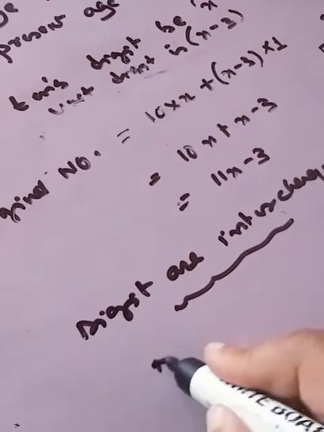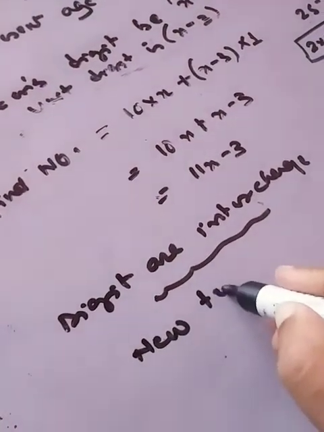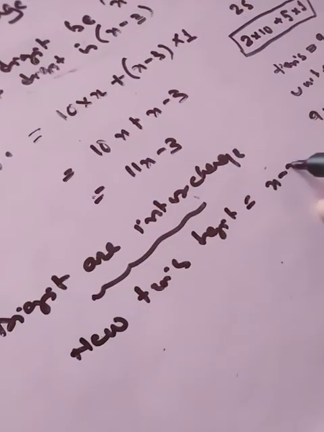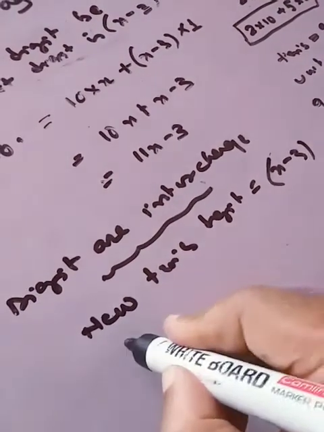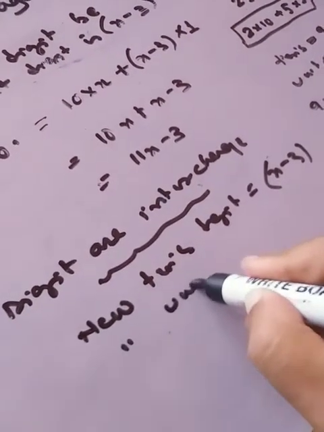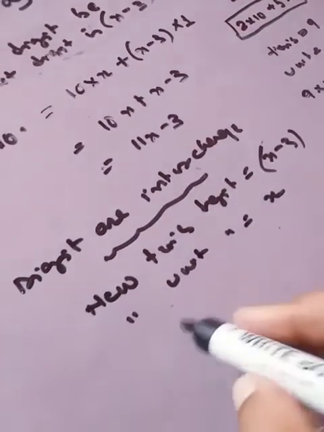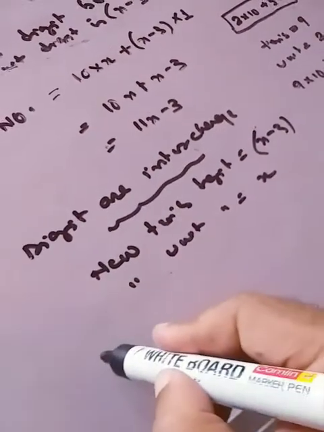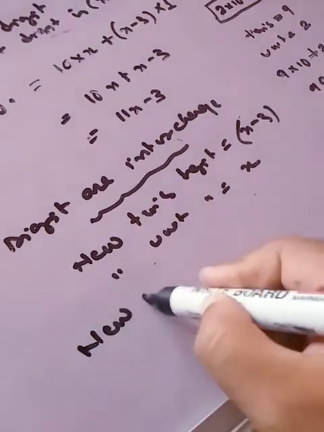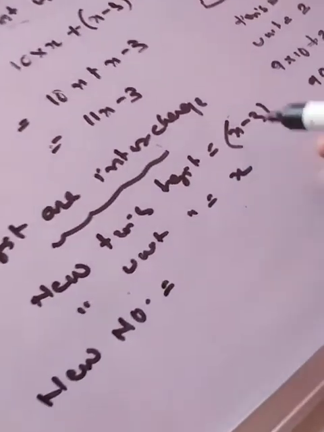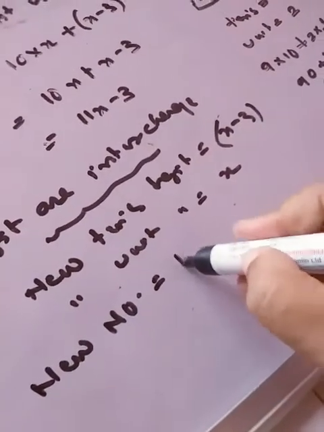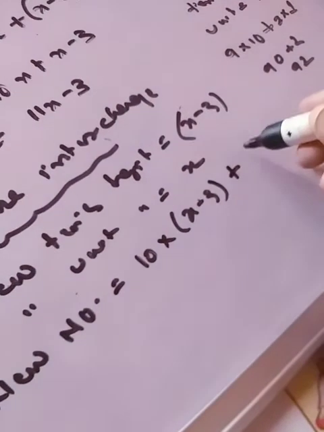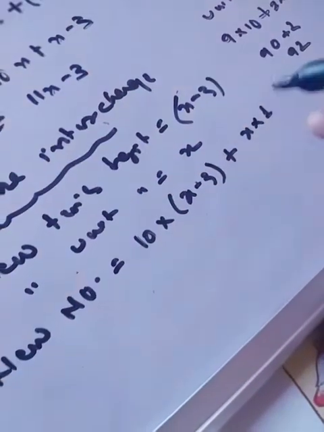Okay, so the new tens digit is what? x minus 3, and the new units digit is what? x. Obviously, since the digits have interchanged, we get a new number. So what is the new number? The new number is, because x minus 3 is in the tens place, we multiply 10 with x minus 3, and the units digit with 1, that is x.